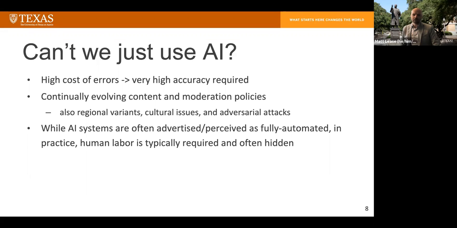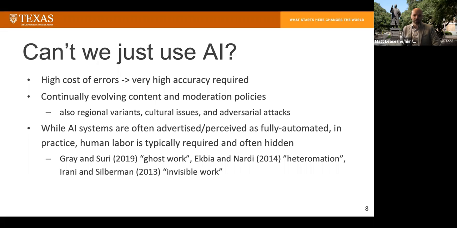So this is part of a larger backdrop where AI systems are often advertised or perceived as fully automated. If you're an innovative startup in Silicon Valley trying to sell an AI solution, you don't typically want to advertise the fact that often human labor is required behind the scenes in order to make this work. There's this whole theme of scholarship talking about ghost work or invisible work, the idea that instead of automation, what we really have is heteromation, this combination or symbiosis of human and AI systems, where you really need human labor to make these systems go the last mile.